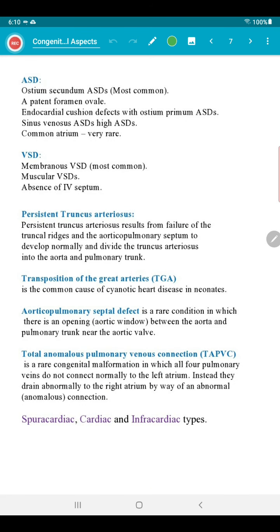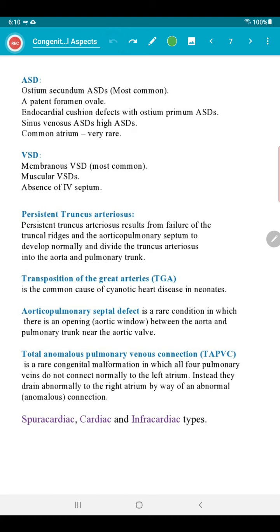Now again I can show you ASD, ostium secundum most common. The salient features: patent foramen ovale, endocardial cushion defects with ostium primum ASD. In case of ostium primum, endocardial cushion defect will be there. That's why it is known as the ostium primum. Sinus venosus ASDs, high ASDs, higher up, common atrium is a very rare variety.